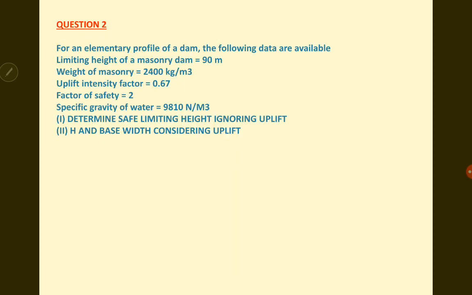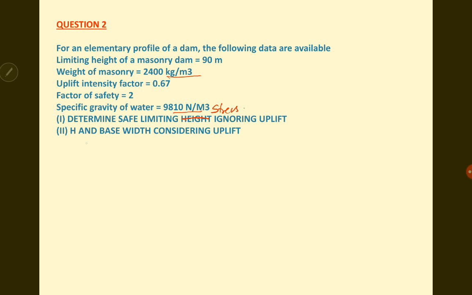Now move to the second question. They have given us the elementary profile of the dam, and they have given us the limiting height. There is a small change here. This is limiting stress. Okay, they have provided us the limiting height, the weight, the unit weight. So I will be considering all these things in kilonewton. Just read through the question.